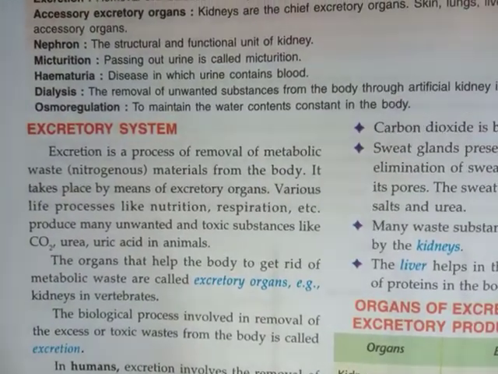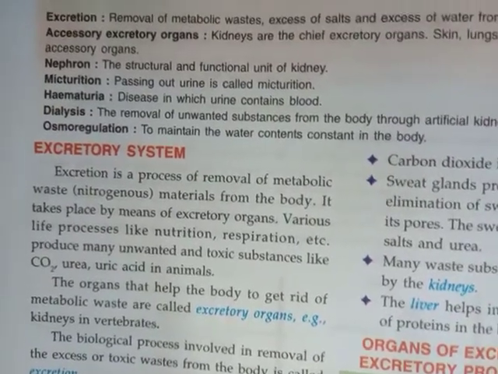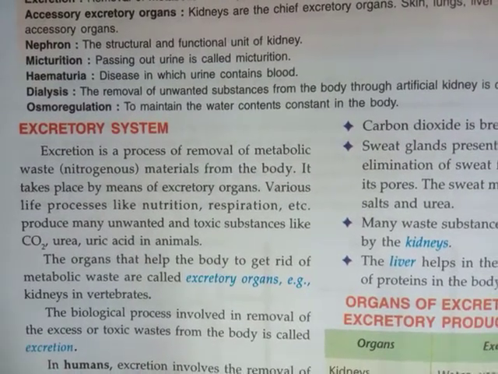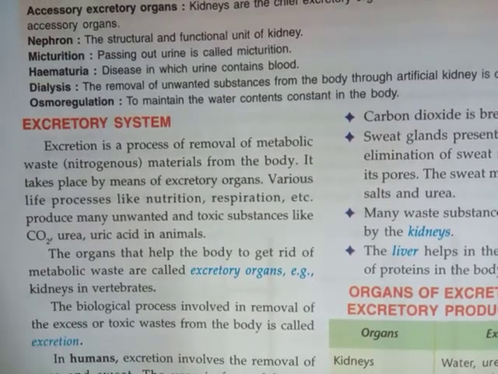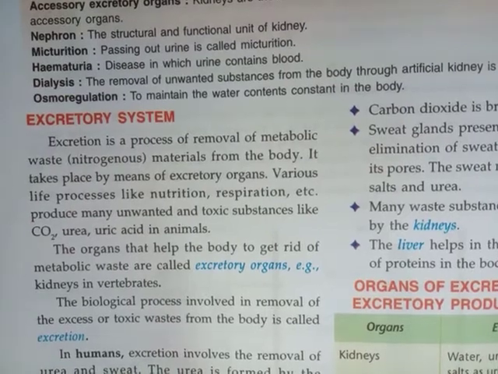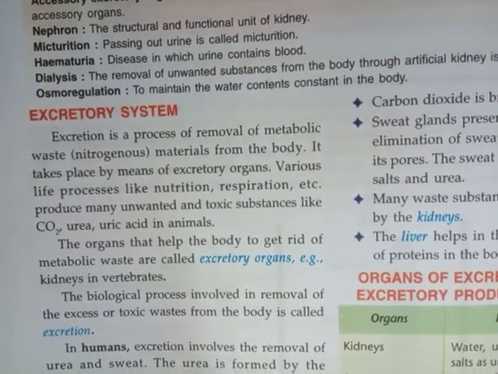Various life processes like nutrition, respiration, etc. produce many unwanted and toxic substances like carbon dioxide, urea, and uric acid in animals. These urea and uric acids are nitrogenous compounds. That is why they are called nitrogenous wastes. And these urea and uric acids are removed by the excretory system.